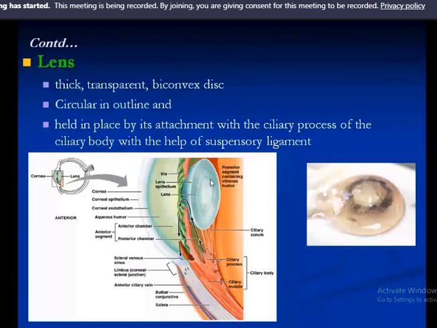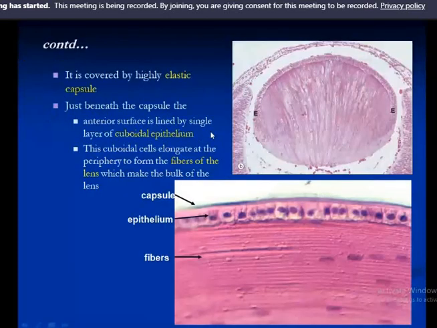Now you have also learned about the histological diagram of the lens. It is covered by a highly elastic capsule. Now beneath the capsule, can you see this is the anterior surface? Same thing is over here. This is the anterior surface of the lens, which is lined by a single layer of cuboidal epithelium. You can see the same thing over here also.